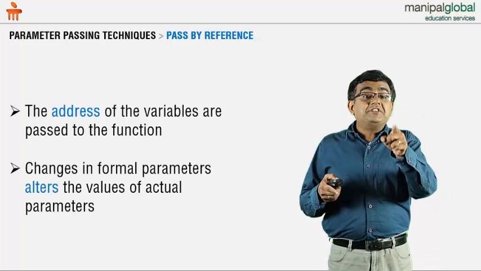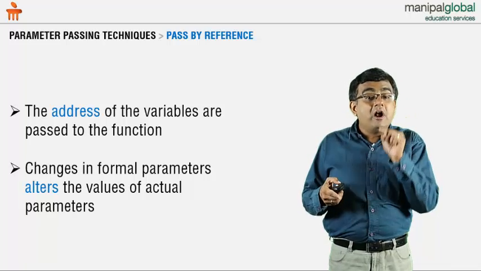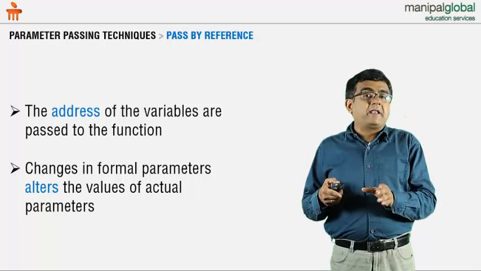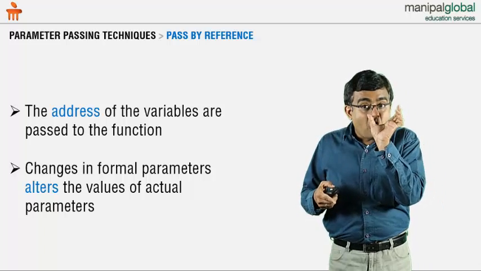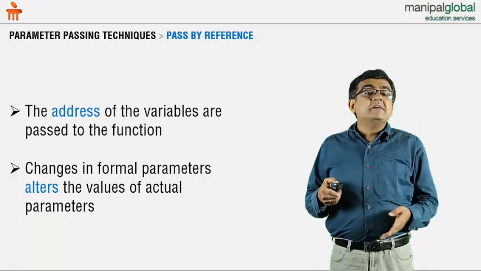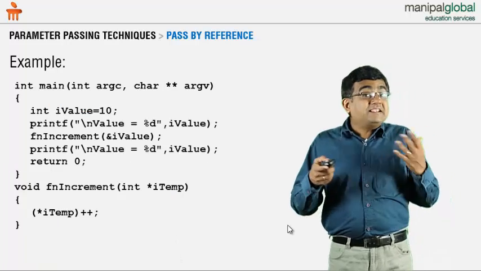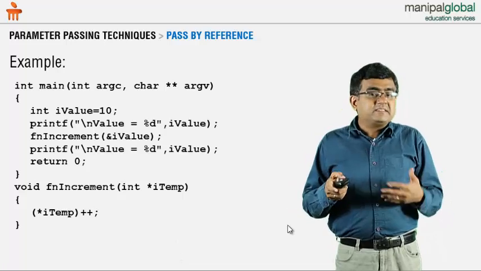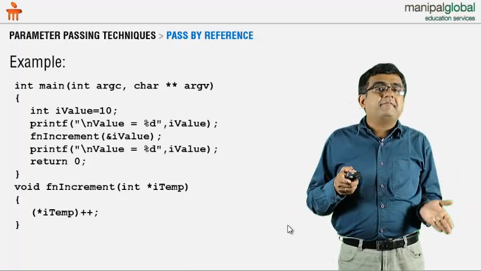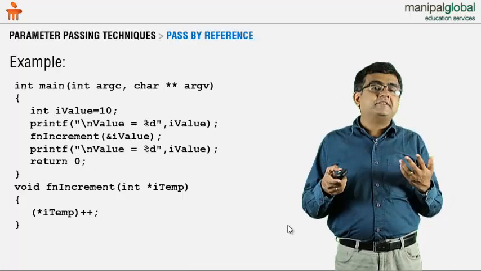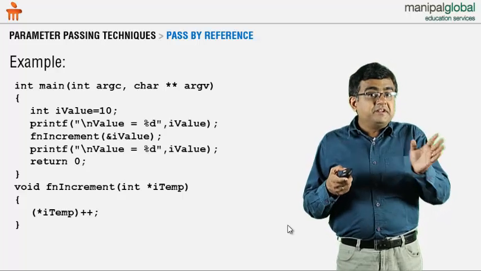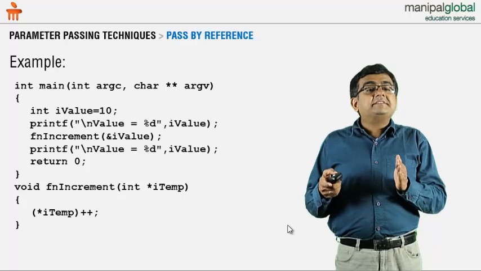The other point to be noticed: changes in the formal parameter alter the values of the actual parameter. The actual parameter gets altered because the formal parameter now refers to an address. Now let's look at the similar example which we covered in pass by value, and see how pass by reference will work. What is the difference between the last example and this example?